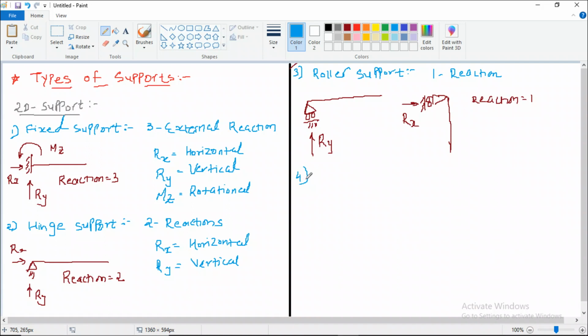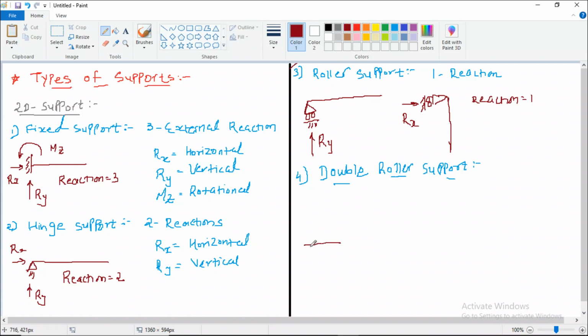And the last type of support in 2D types of support is double roller support. Now this is a special type of support. This is not that you find very frequently in the practice. So at double roller support there are two reactions possible. One is Ry and second one is the moment.